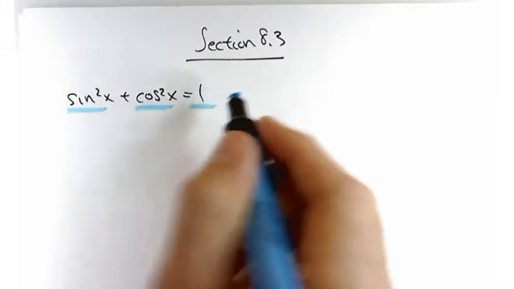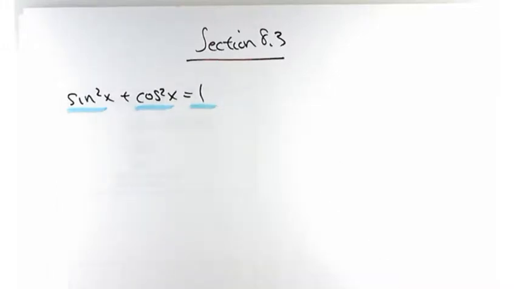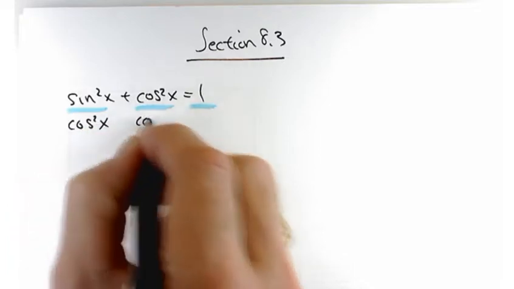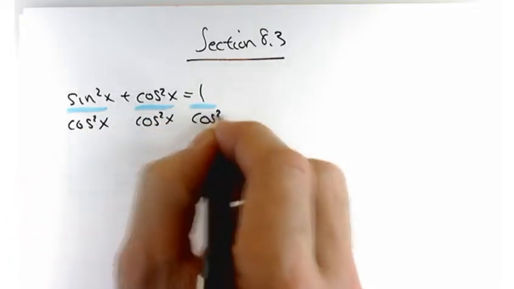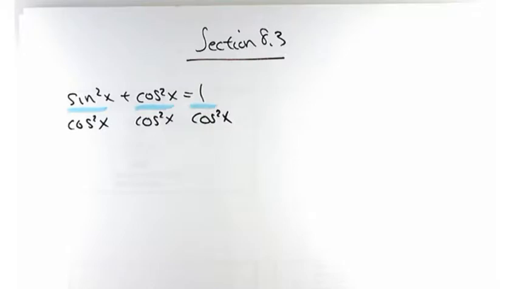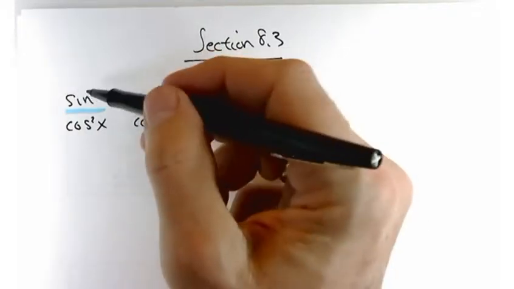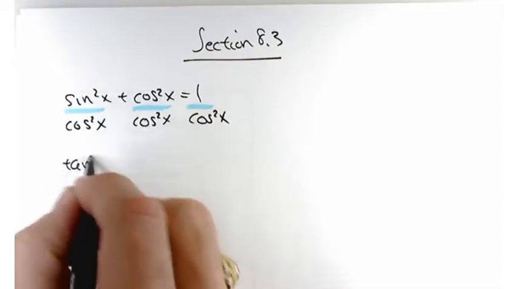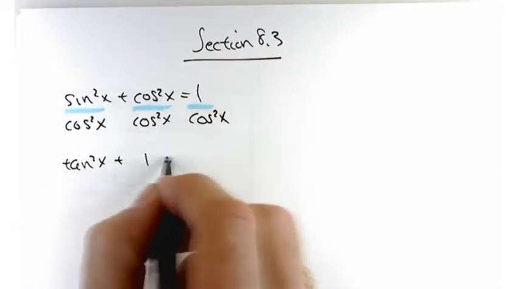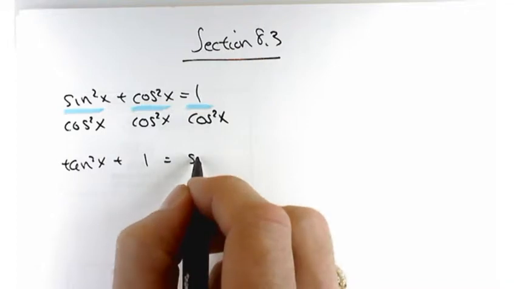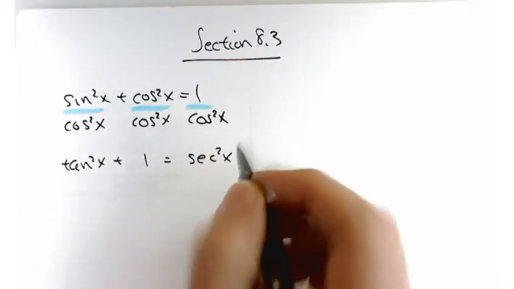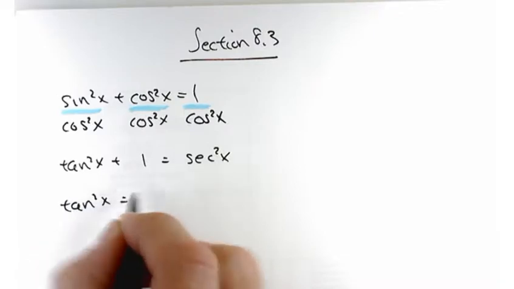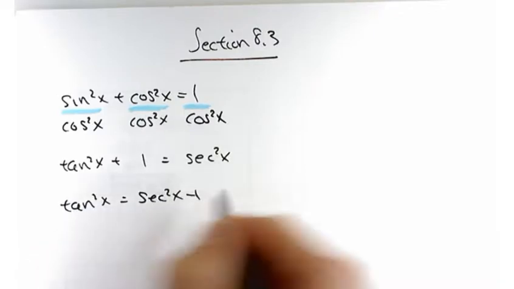For instance, if I take this and divide everything through by cosine squared of x, then I get something else pretty special. Sine over cosine is which function? Tangent. So tangent squared of x plus 1 equals what? Secant squared. And of course you can move that 1 to the other side, so tangent squared of x equals secant squared of x minus 1.